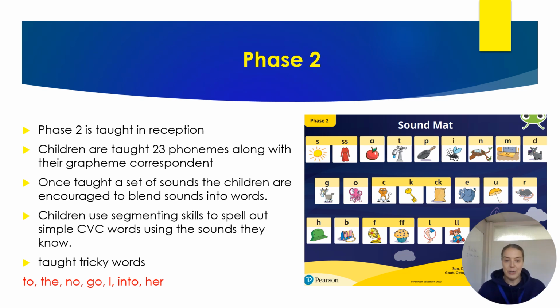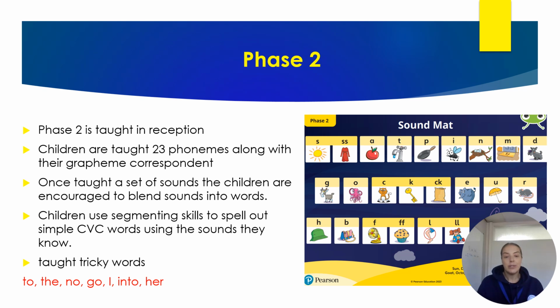Phase 2 is taught in reception. During this phase, children are taught 23 phonemes along with their grapheme correspondent. Once taught a set of sounds, the children are then encouraged to blend those sounds into words. Children will then use their segmenting skills to spell out simple CVC words using the sounds that they know. A CVC word is the most simple form of word, and that's where we start to read and spell. It might be words like cat, pin, tap, pat, man. It has a consonant, a vowel, and a consonant.